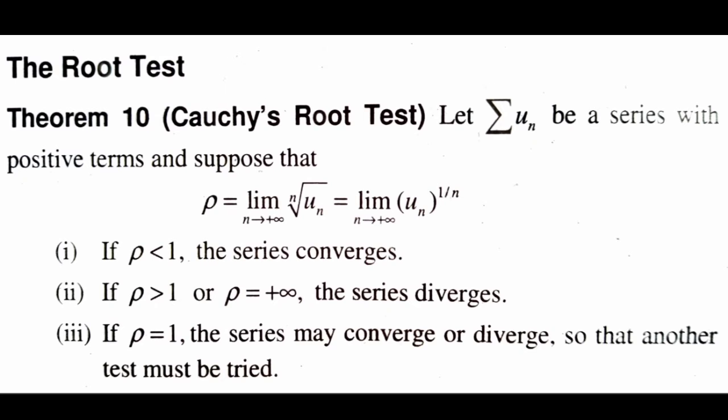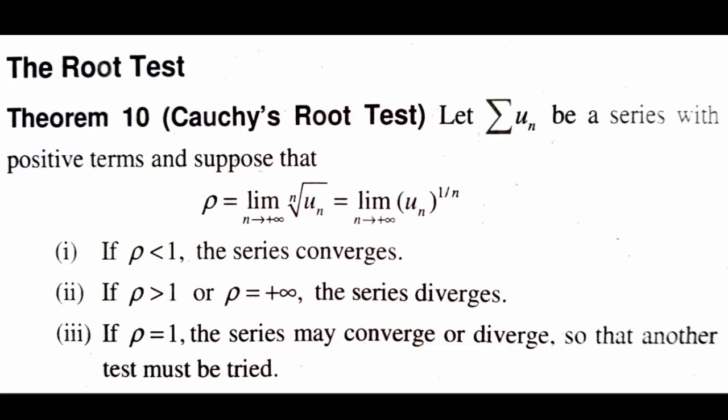Welcome to Maths class. Today we are studying Cauchy's root test. Let sigma un be a series with positive terms and suppose that rho equal to limit n tends to plus infinity nth root of un, that is equal to limit n tends to infinity un the whole raised to 1 by n. Then three conditions are there.